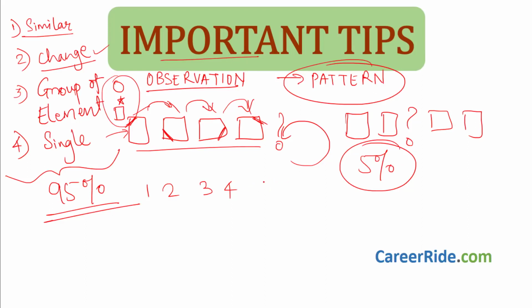The first one is rotation. What does rotation mean? Say this is figure number 1, this is 2, this is 3, this is 4. From 1 to 2, you might move the figure by 90 degrees, then 2 to 3 again by 90 degrees, 3 to 4 by 90 degrees. So this is nothing but rotation of the entire figure. You might even rotate a single element over here.